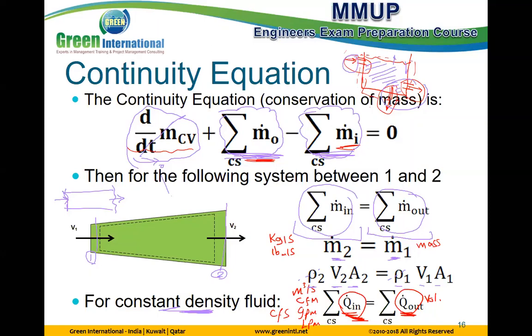Any questions for this equation? Here the density rho 2 and rho 1 are the same. Here we cancel density because the flow is normally constant density for fluids. But sometimes if the question asks for gases, we normally use this form, and the question gives M dot, not Q.